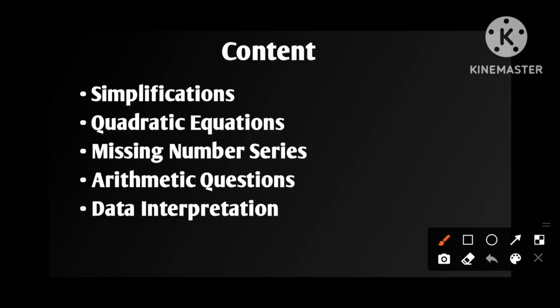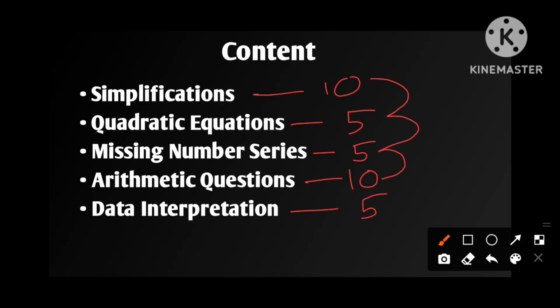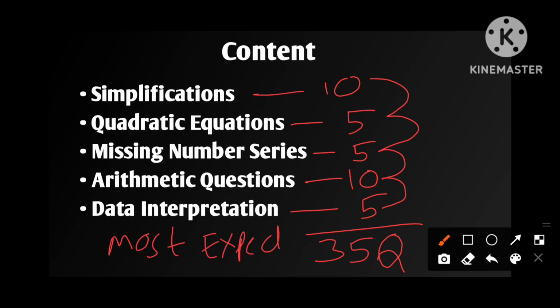By this we have totally completed 10 simplification questions, 5 quadratic equation questions, 5 missing number series questions, 10 arithmetic questions, and 5 data interpretation questions. Totally 10 plus 10, 20, 20 plus 10, 30, 35. Totally we have attempted 35 questions, which are mostly expected questions in IBPS or RRB PO or Clerk.